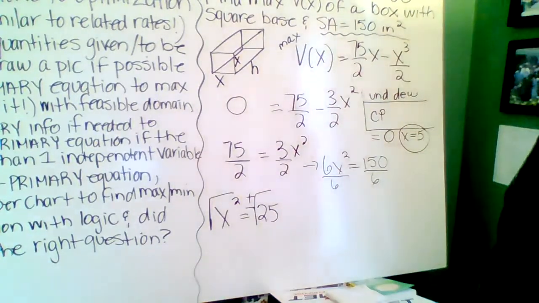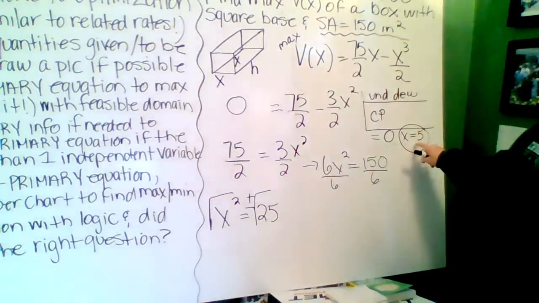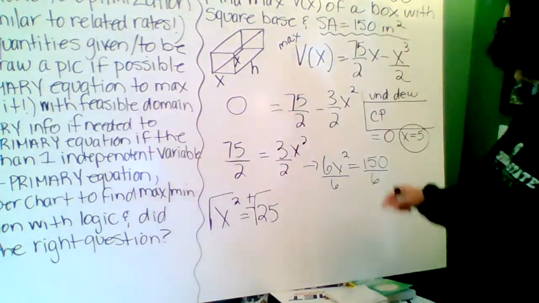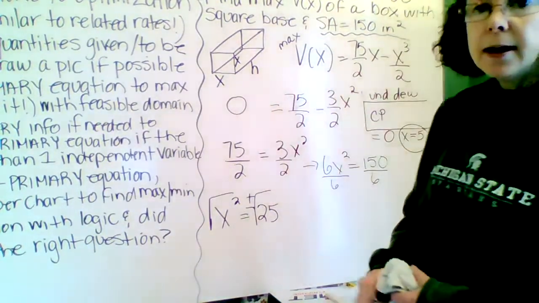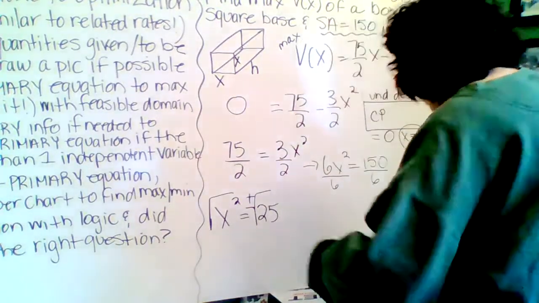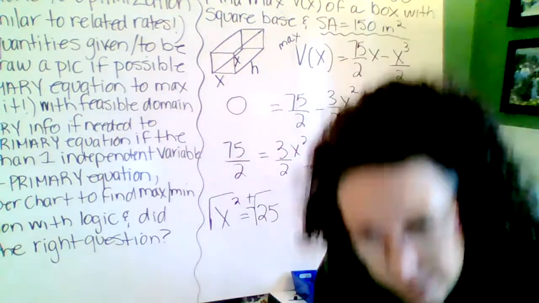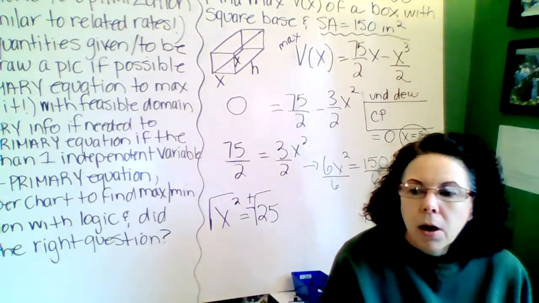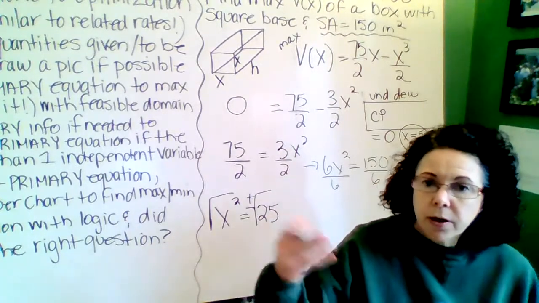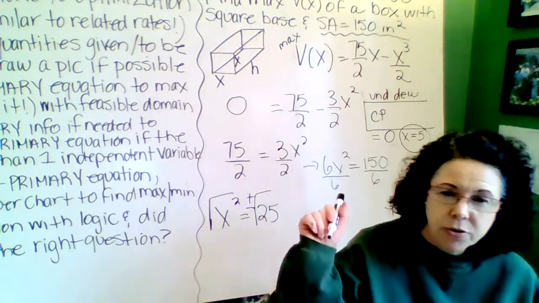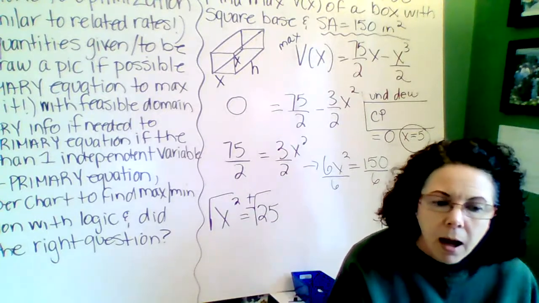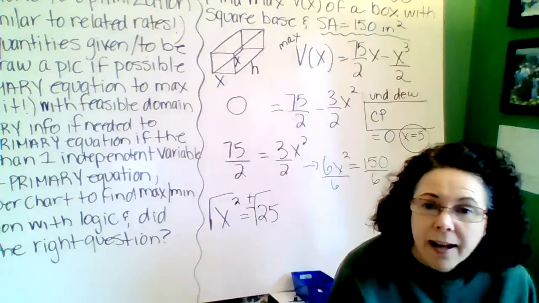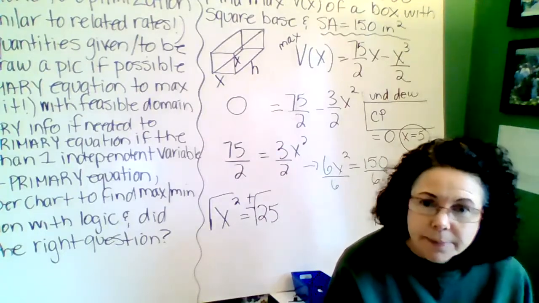Of course, we're not going to include the negative 5, right? This x is a side of the box. There's no way it's going to be negative, so it's 5, okay? Now, let's talk about this for a second. The maximum for that side is going to be 5, but we are still going to do our first derivative chart and make sure that 5 is a maximum, okay? How do I know that that critical point where x equals 5 is not a minimum?